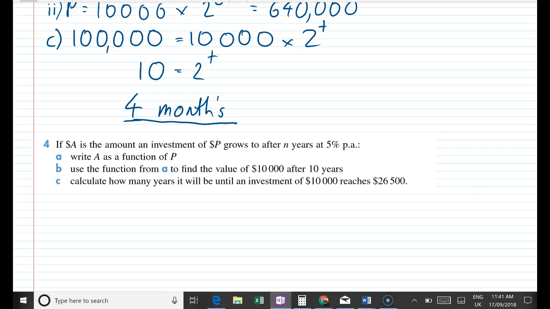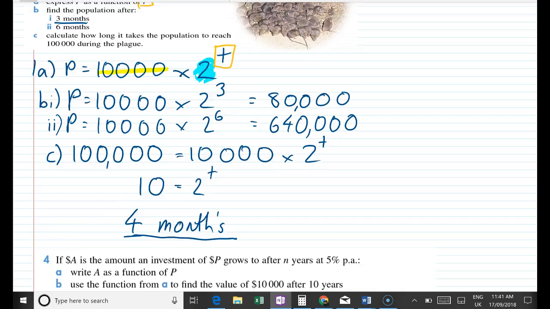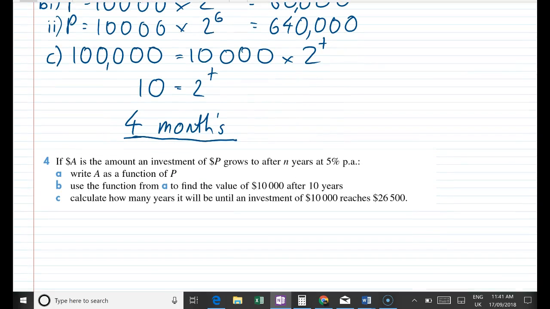If $P is the amount invested, an investment of P grows to A after n years at 5% per annum, write A as a function of P. You've got to replace that stuff there. Notice that A as a function of P means you've got to have A dollars on one side, and then P and n on the other to equal A.